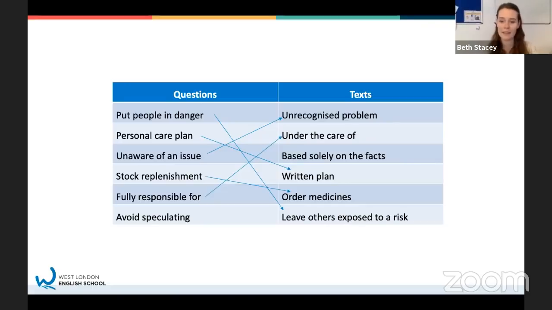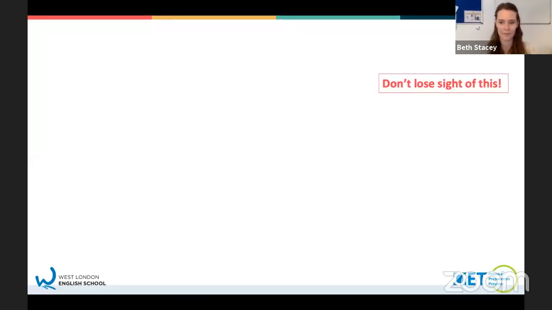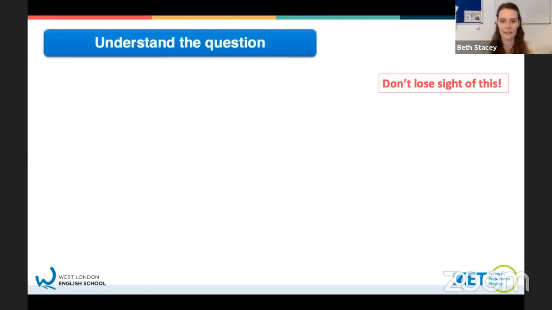Being responsible is under the care of someone or somewhere. And avoid speculating is based solely on the facts. So let's go through this one final time. Make sure with part B that you understand the question. Like I said, read everything really carefully, every single word, because one word can throw you off and then it means you get the answer wrong.